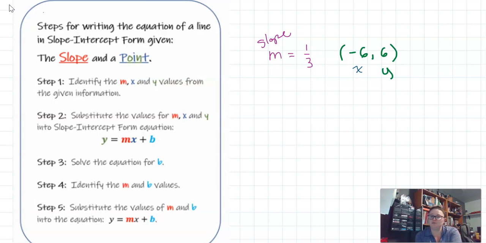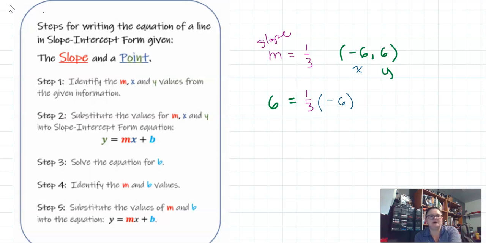plus b. Hopefully you've got y equals mx plus b memorized. So right here, since we know an x and we know a y, we're going to plug them in for x and y. So we're going to start with y, which is 6, equals m, which is 1/3. And then whenever we replace a number with a letter, I hope you remember, you always put parentheses around it. So right here, we're going to put -6 for x, and we're going to put parentheses around it because it's going in for a letter, for a variable.